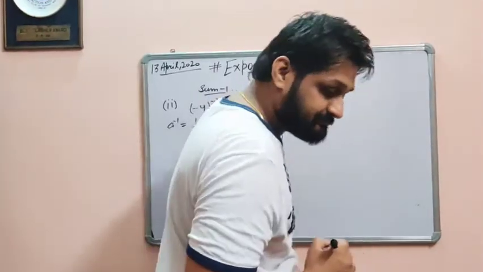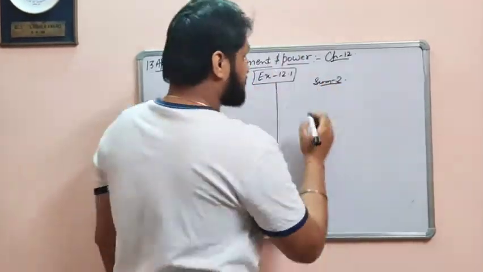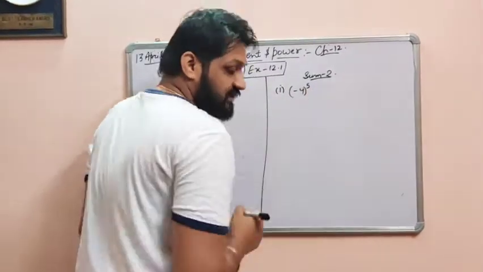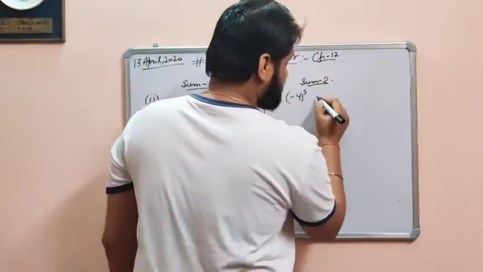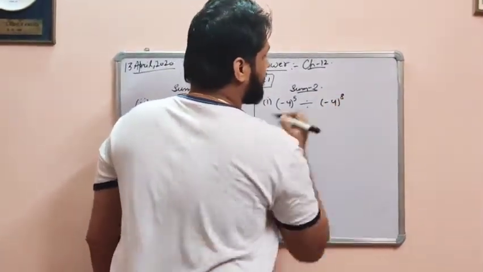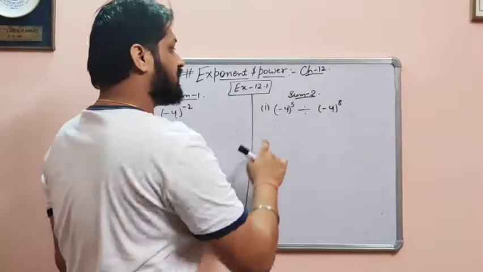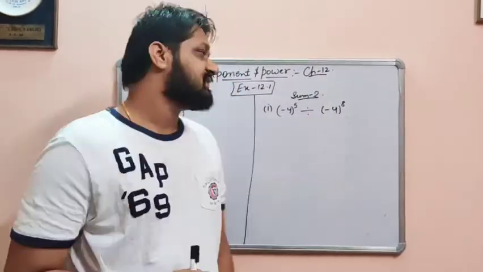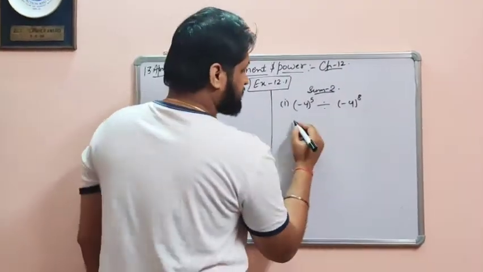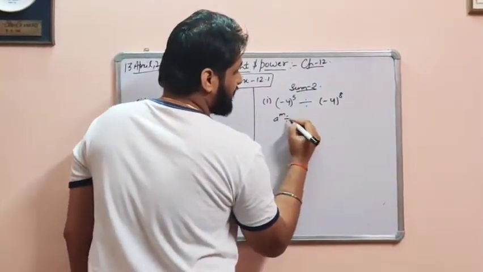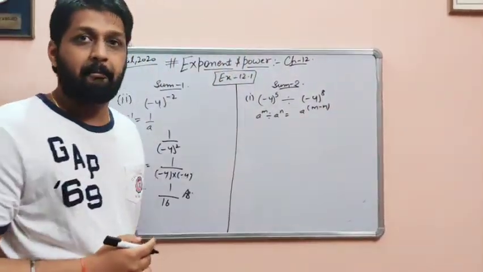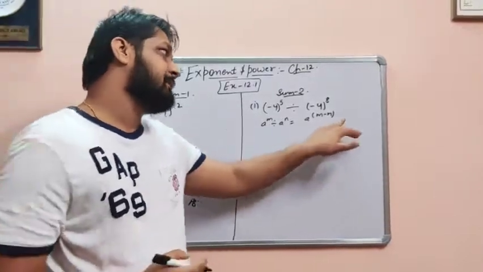Now sum second, that is first part. Minus 4 raised to the power 5 divided by minus 4 raised to the power 8, and we have to simplify it. When the division sign is there, what was our law of exponents? A raised to the power m divided by a raised to the power n gives you a raised to the power m minus n.